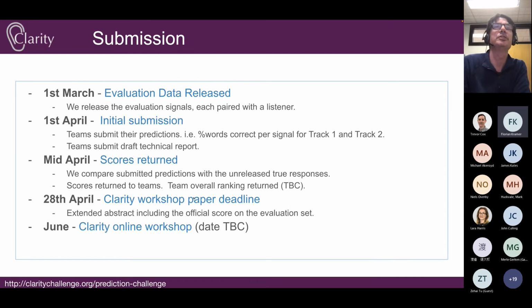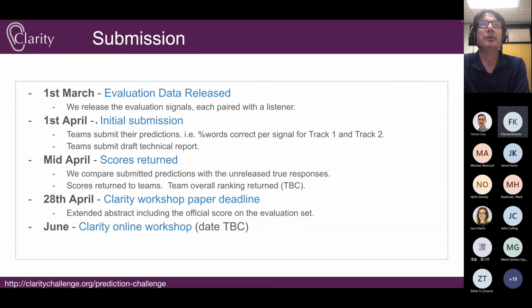And I think I had a slide on the timeline. Oh, sorry, the submission process. So here's a timeline. The training data is being released already. The baseline code will be available at the end of this week. Then on the 1st of March, we'll be releasing the evaluation data. So you've got from now until the 1st of March to design your systems. We then release the evaluation data.